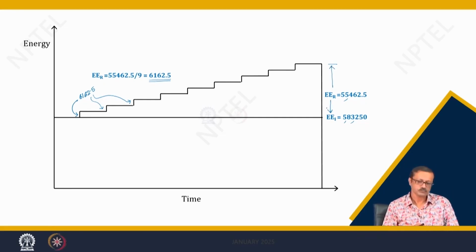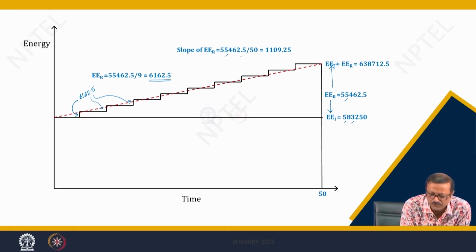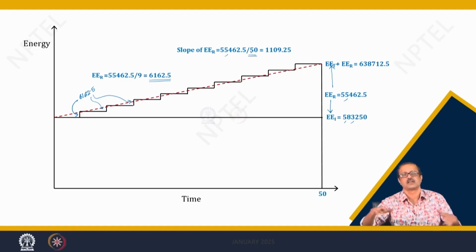55,462. So, what can we do? Instead of going through these steps, the EI plus ER is this much if you add up. So, we can draw a sloping line instead of the step line. The sloping line will give almost the same character of the energy footprint of the recurring, and the slope will be, I will divide the 55,462.5 by 50, the number of years.